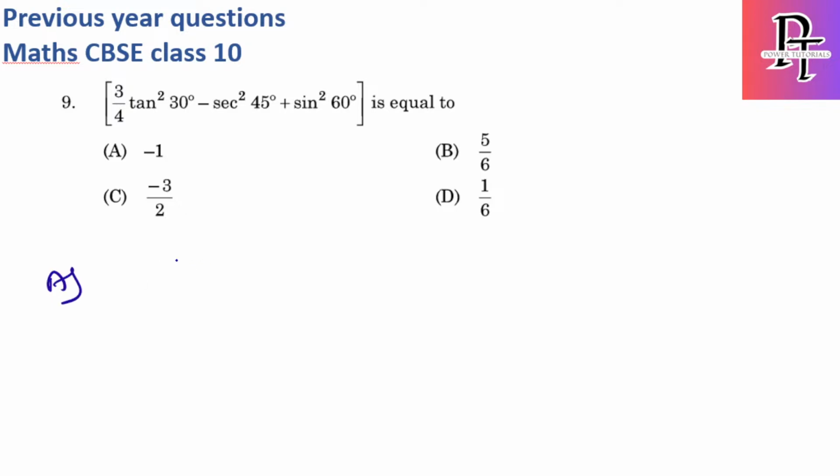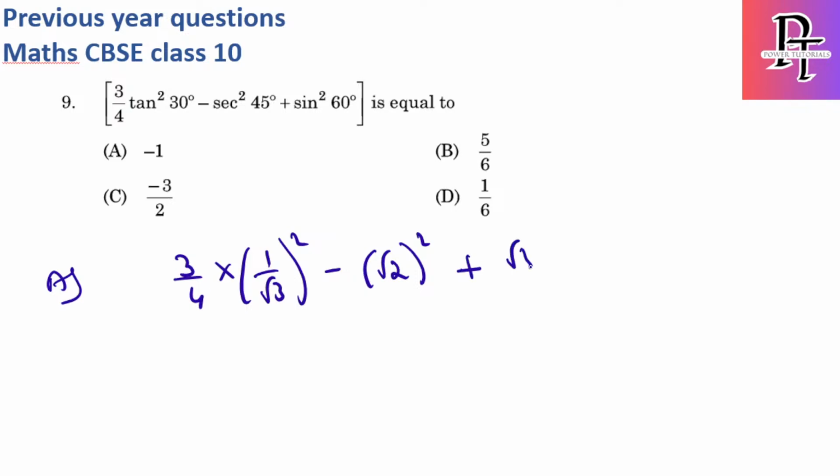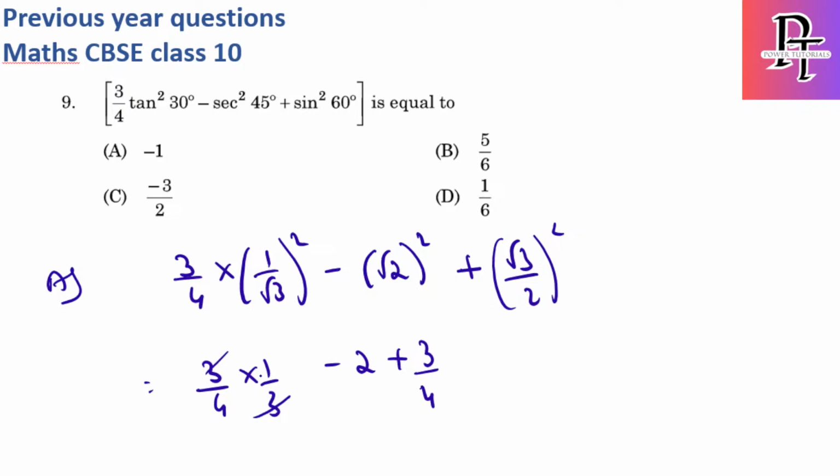So it's a direct substitution. 3 by 4 into tan 30 whole square. Tan 30 is 1 by root 3, minus secant 45. Cos 45 is 1 by root 2, so secant 45 is root 2, whole square, plus sin 30. Sin 30 is 1 by 2. So 3 by 4 into 1 by 3 minus 2 plus 3 by 4. 3 gets cancelled out. So 1 by 4 plus 3 by 4, which is 1. So 1 minus 2 is minus 1.